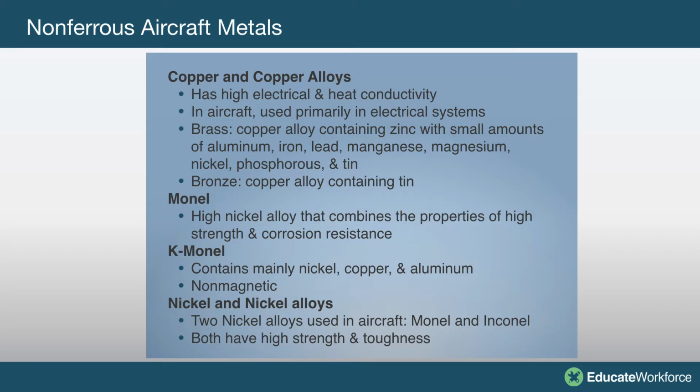Copper and copper alloys have high electrical and heat conductivity. We're going to see a lot of copper used in aircraft electrical systems, especially the smaller electrical wires. Brass, which is a copper alloy, contains zinc with small amounts of aluminum, iron, lead, manganese, and magnesium. Bronze, on the other hand, is a copper alloy containing tin. Monel is a nickel alloy that combines the properties of high strength and corrosion resistance. K-Monel contains mainly nickel, copper, and aluminum.